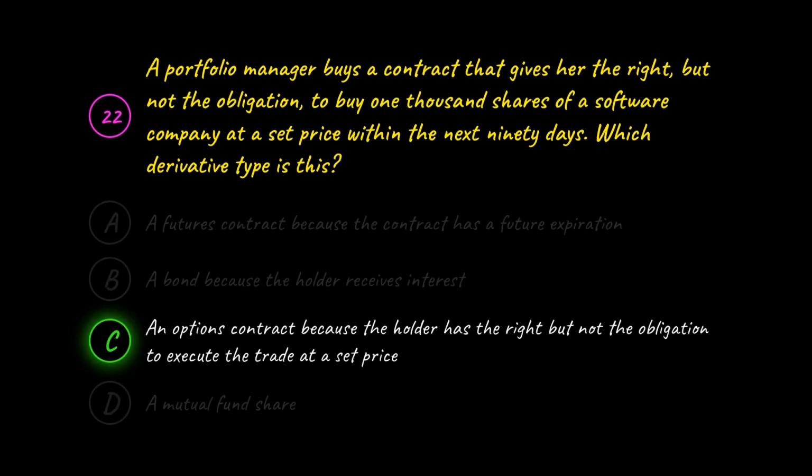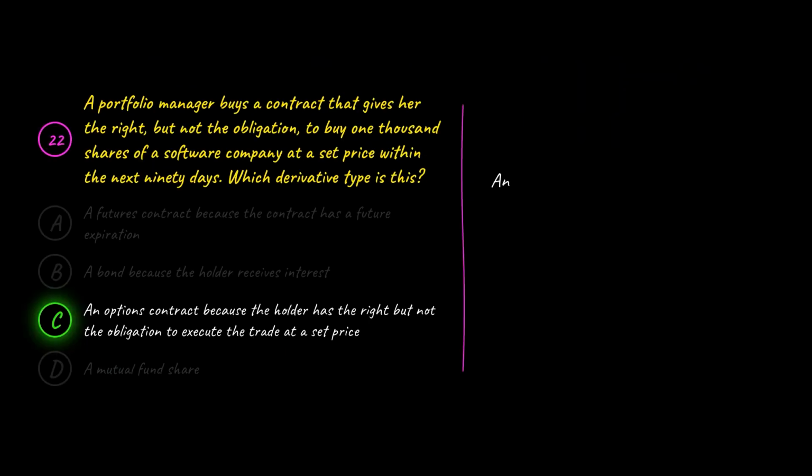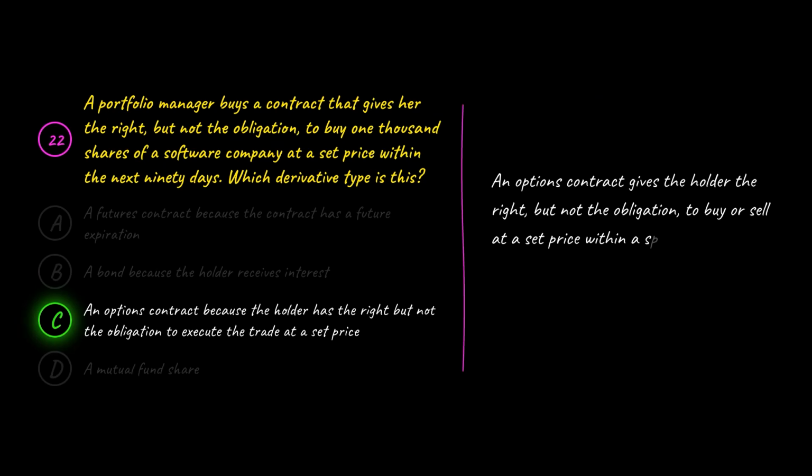The correct answer is C, an options contract, because the holder has the right, but not the obligation, to execute the trade at a set price. C is correct because an options contract gives the holder the right, but not the obligation, to buy or sell at a set price within a specified time. The portfolio manager can let the option expire if the price moves against her, which is the defining feature.